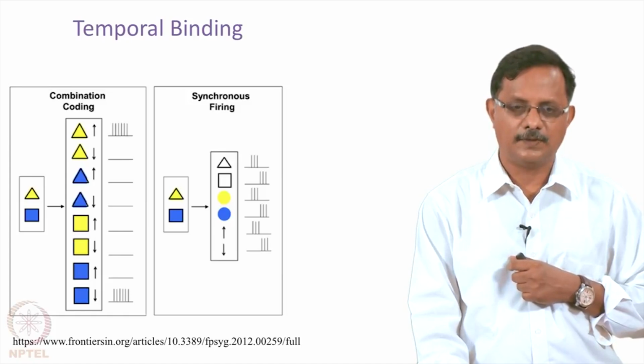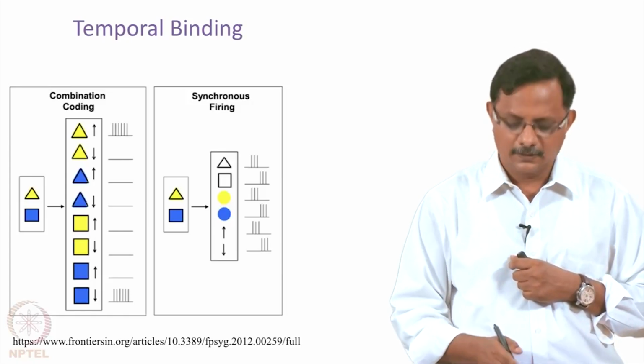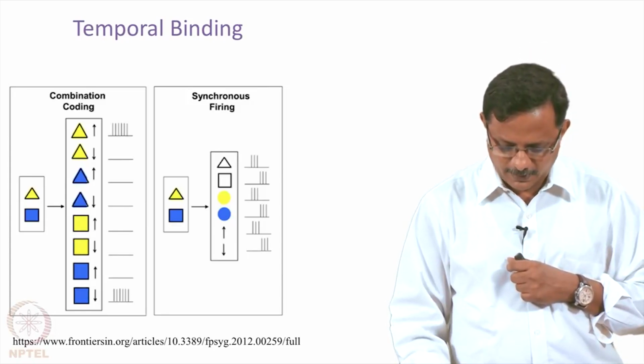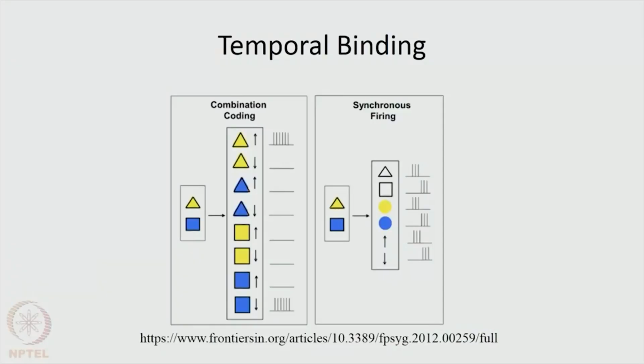A classical way of achieving this kind of binding is by having separate neurons that respond to different combinations of features, as you see on the left side of the slide. Whereas in synchronous firing, if you look at the example, there is a yellow triangle and a blue square. So here you have two color properties, yellow and blue, and two shape properties, triangle and square. Imagine that there are separate pools of neurons which respond to each of these features: triangle neurons, square neurons, yellow neurons and blue neurons.